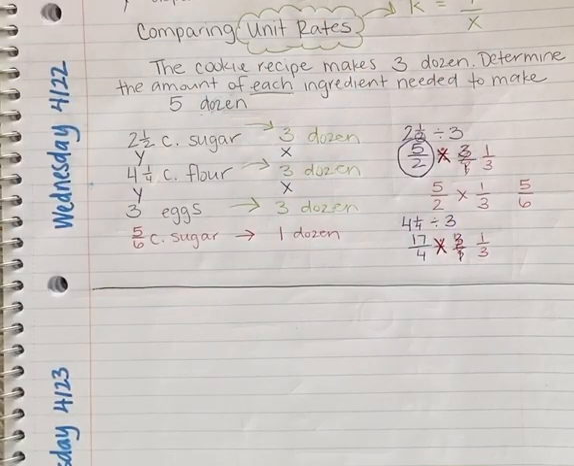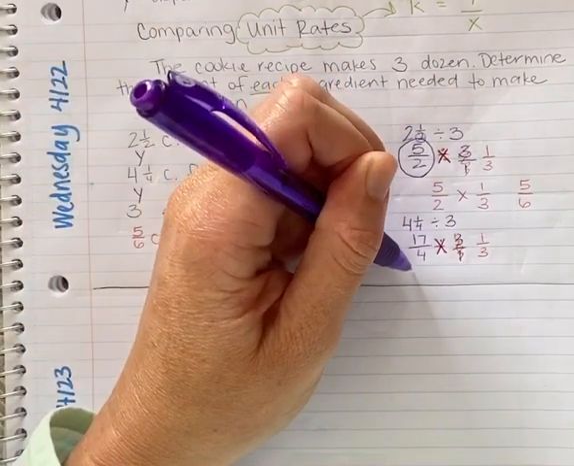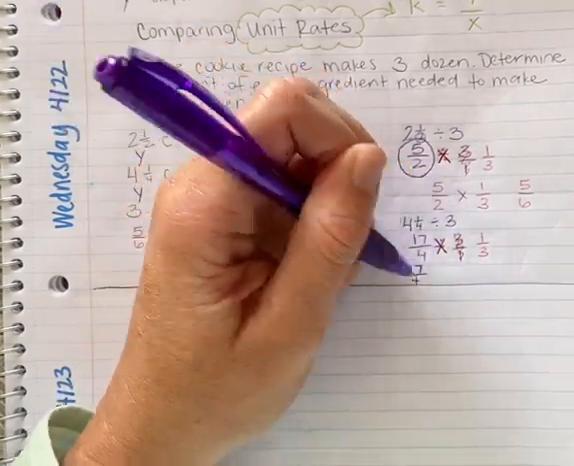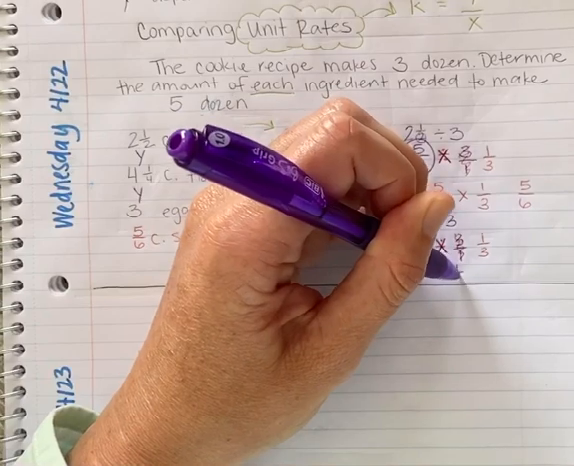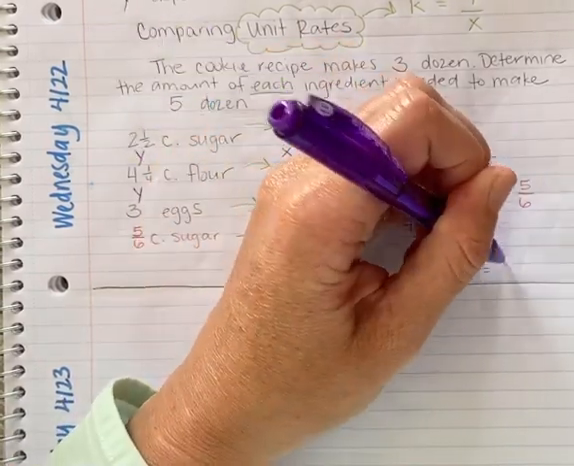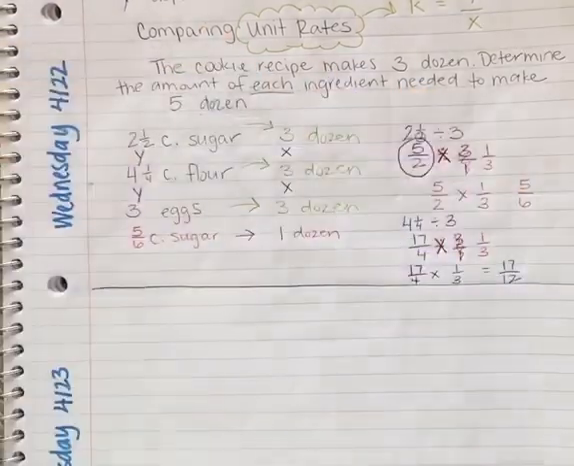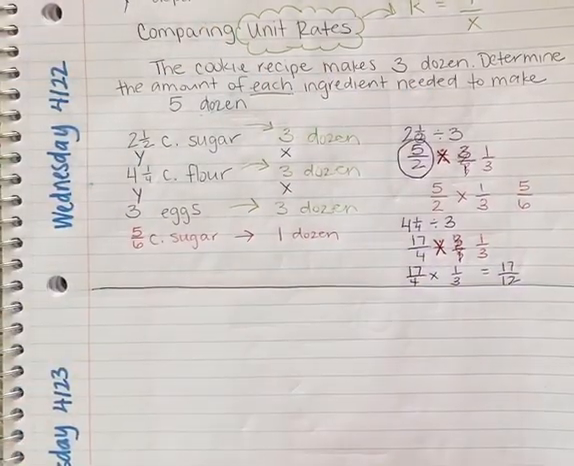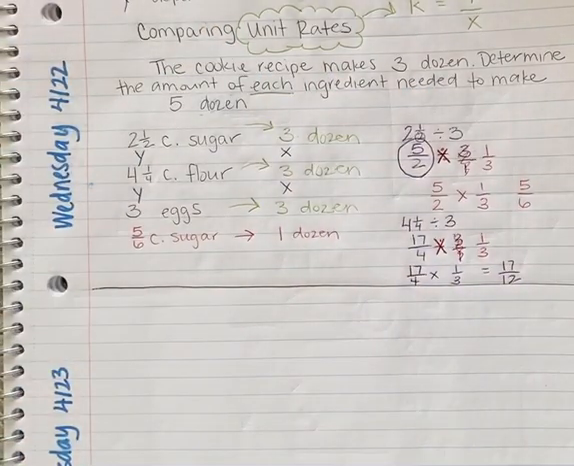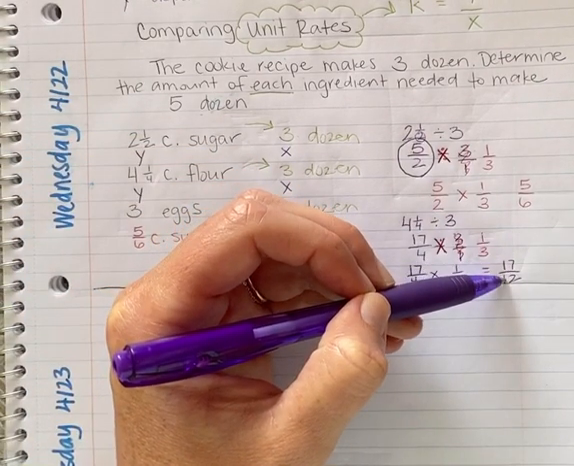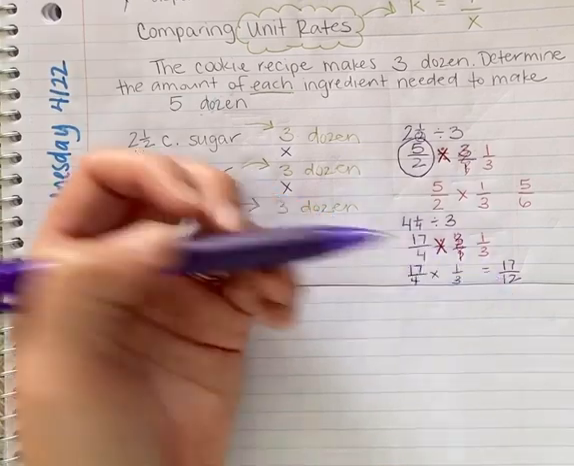Again, sorry, it's a little messy. 17 over 4 times 1 over 3. 17 times 1 is 17. 4 times 3 is 12. Now this has given me an improper fraction. I do need to convert this back into a mixed number. 17 over 12 is the same thing as 17 divided by 12.